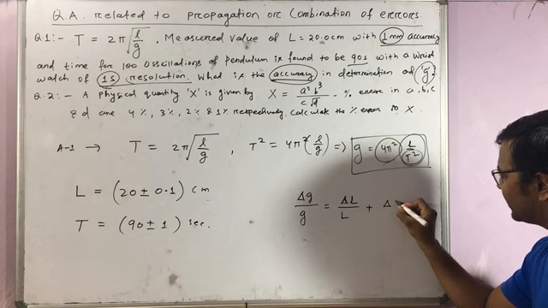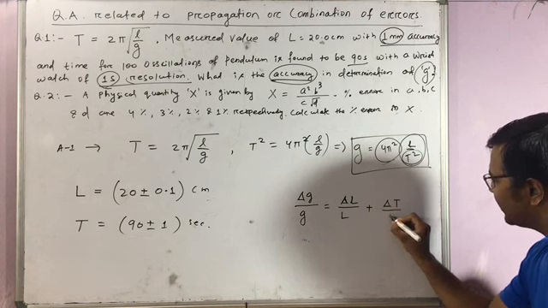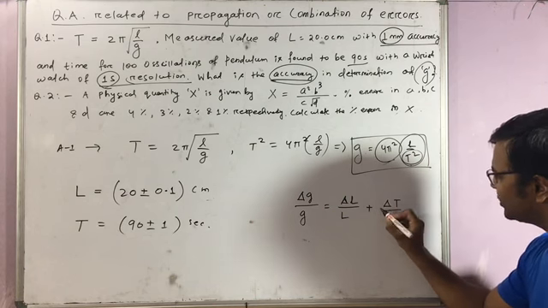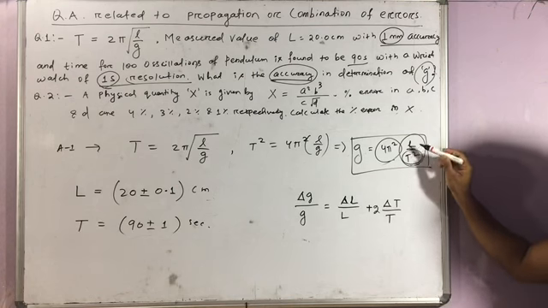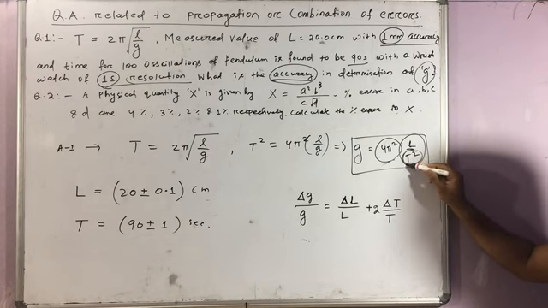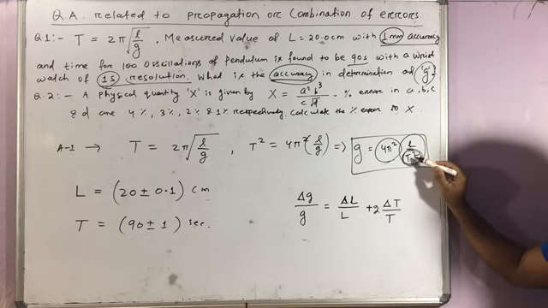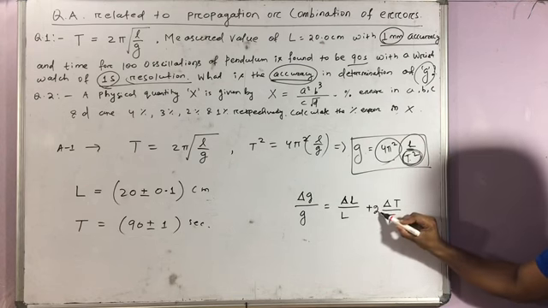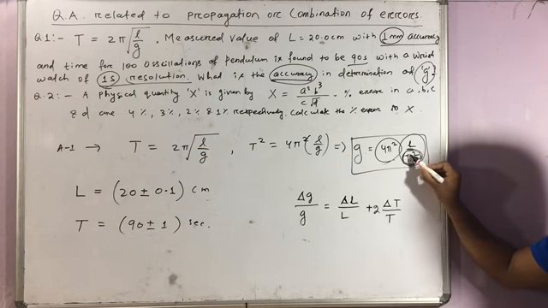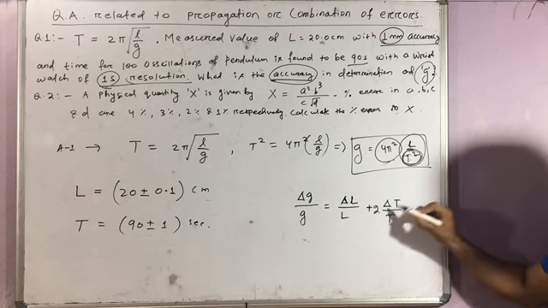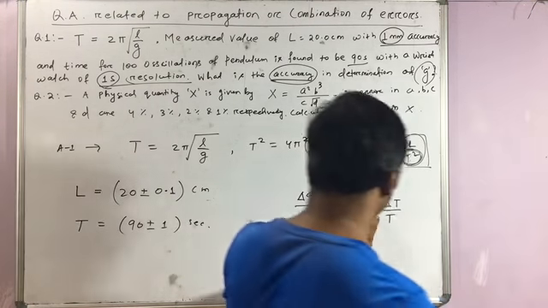Delta T by T, and since the power raised is 2, here we can write 2. So two formulas I have applied. One is the quotient formula and another is the power formula. If a quantity is raised to a power, then that power comes to the front of the relative error. This is the formula. As the power of T is 2 here, we have taken the 2 outside.